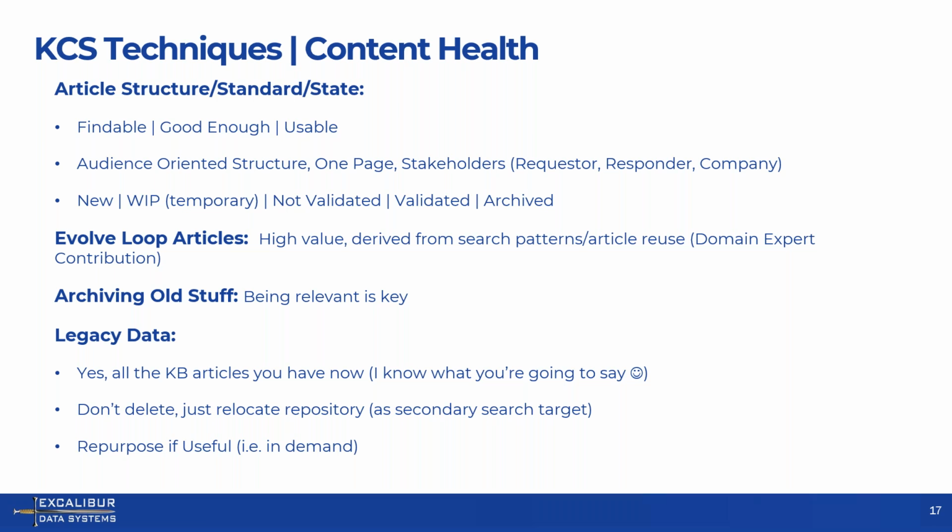So the individuals responsible for content health here in the evolve loop are concerned about article structure, whether things are findable, whether the article is good enough for us, whether it's usable by people. And so whether that's audience oriented, and we're not really worried so much about formatting, but certainly length of content, that kind of thing. And we're then concerned about whether or not we're abiding by the life cycle of the articles. Typically, articles would move through a new state, then they would go to perhaps a work in progress, and then they would be validated or not validated, and then finally archived. So we're concerned about how the article content is being manipulated and whether the standard is being followed in those spaces, okay?